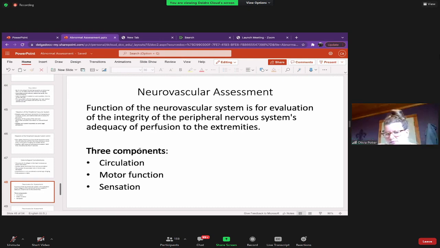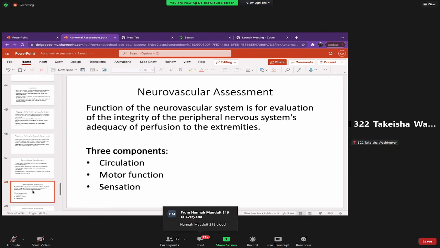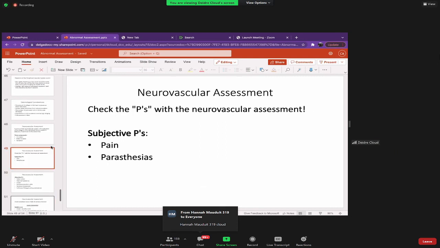Pain. Color of the skin, numbness, cold. The temperature of the skin. Yep. So that's why you're going to assess your P's with your neurovascular assessments.